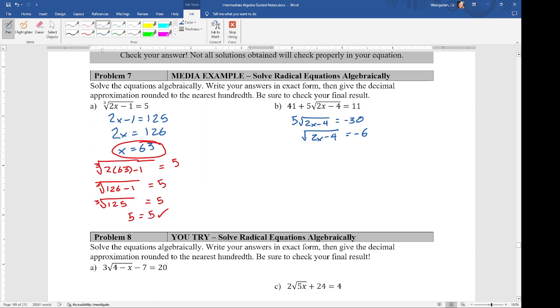I'm going to square both sides. Now I get 2x minus 4 equals 36. I'll add 4 to both sides and divide both sides by 2. Now I have an answer. I am going to check this answer by plugging it back into the function.